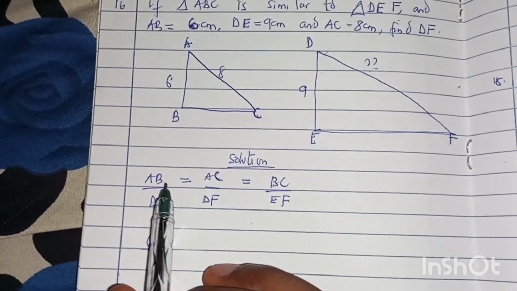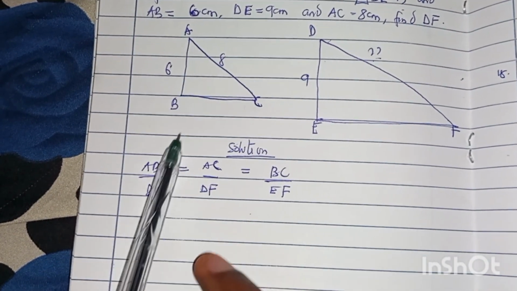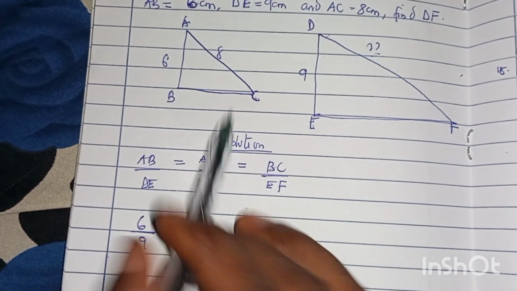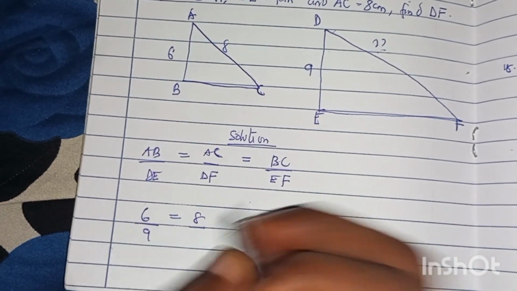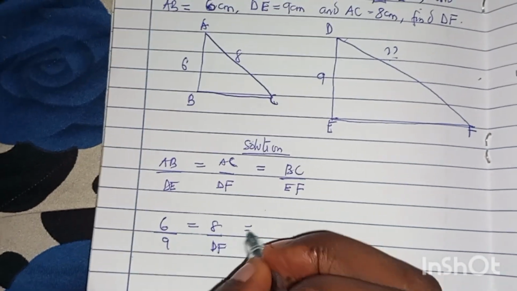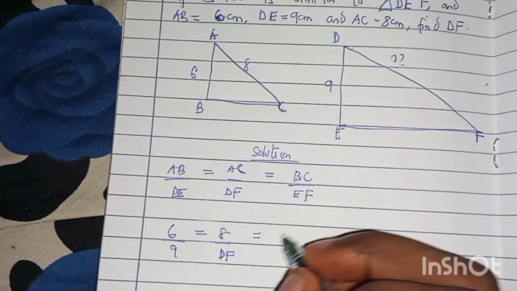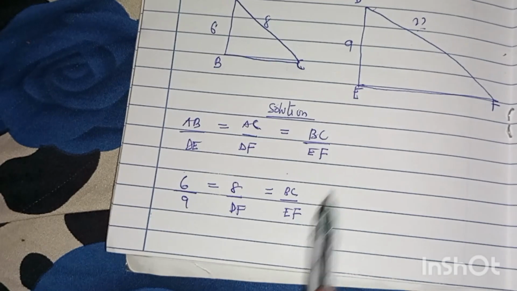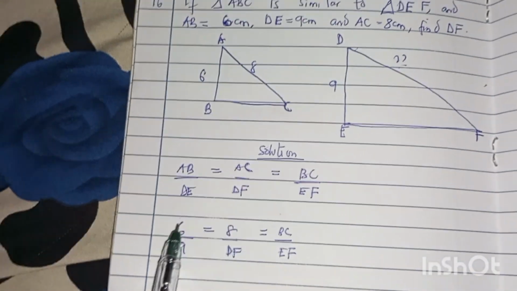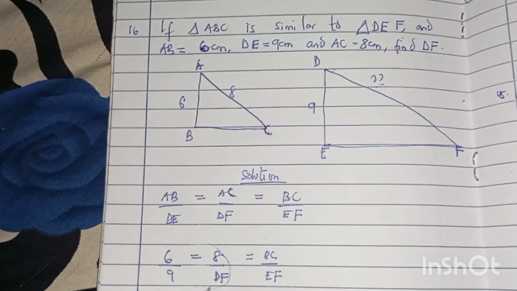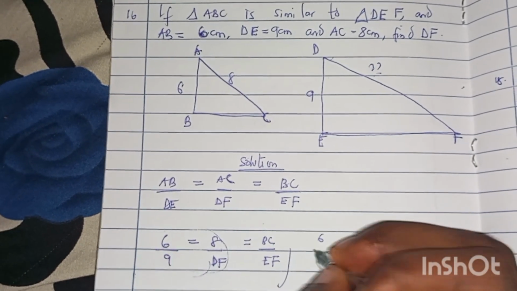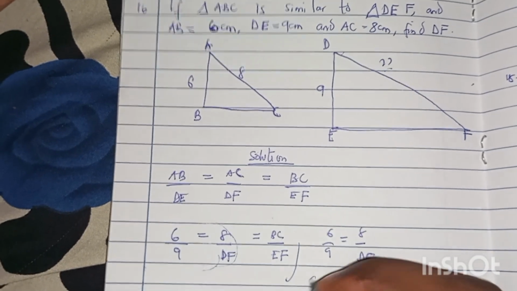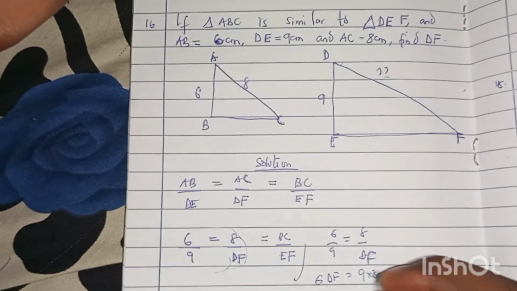So AB is 6, and then DE is 9, AC is 8, DF we don't know, equals BC all over EF. So we only pick the ones that we need. We are looking for DF. So we're just going to be using these two fractions, okay? So we have 6 all over 9 equals 8 all over DF. If you cross multiply, I'm having 6DF equals 9 times 8, okay?